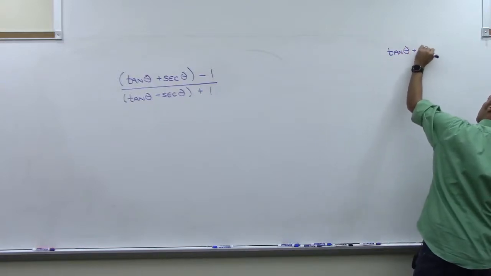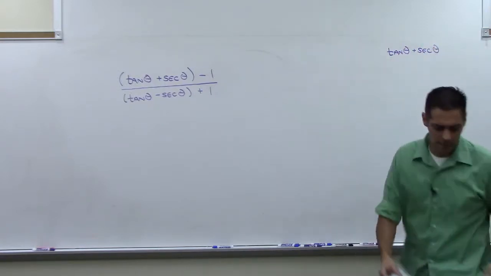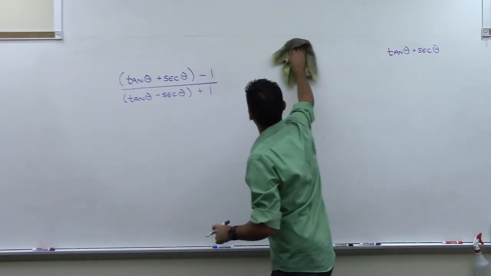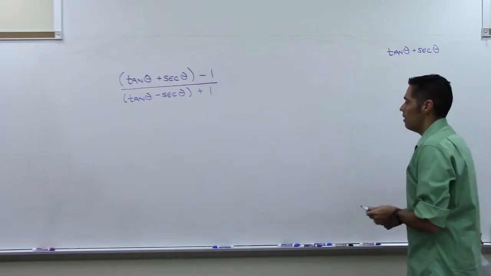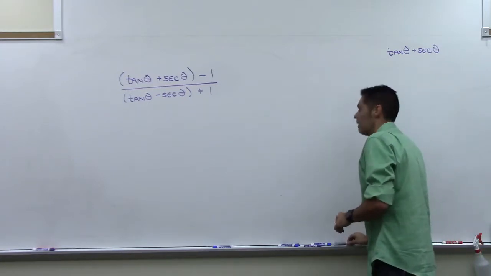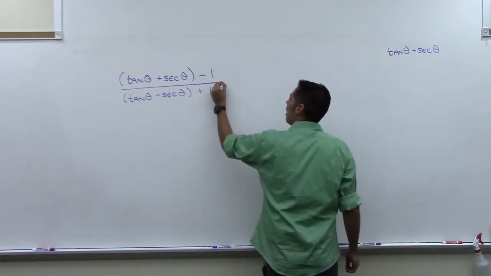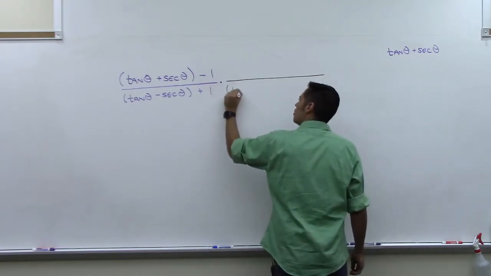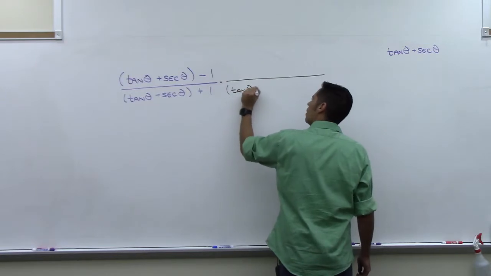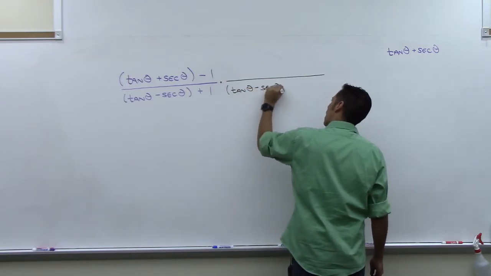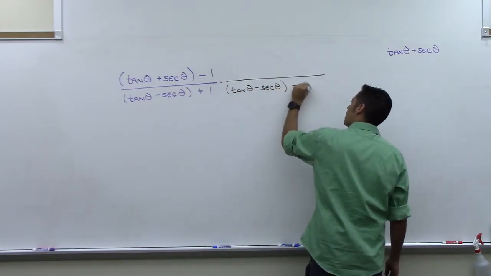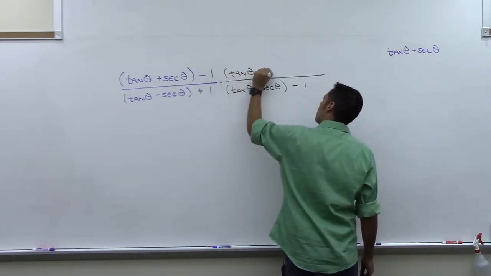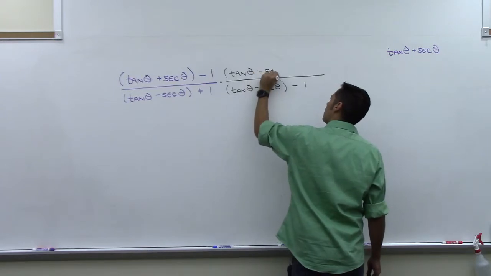plus secant theta. All right. So I'm going to take this a little bit slower. I'm going to multiply the top and bottom of this by the conjugate of the bottom, which is tangent theta minus secant theta. I went a little too fast on that one because I wasn't sure if it was going to work. But now I feel very comfortable in the fact that it's going to work.